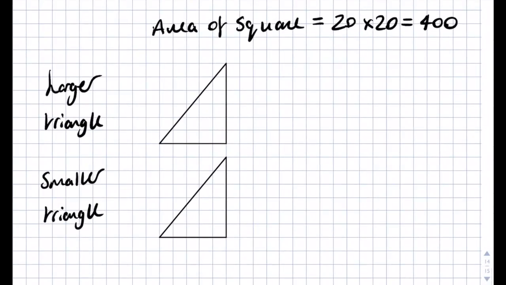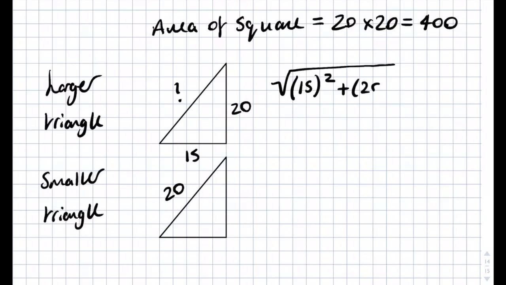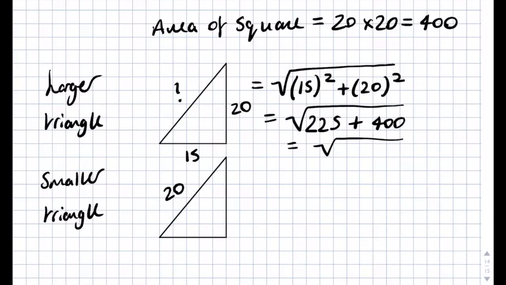Okay, so I've got the larger triangle and the smaller triangle. The larger triangle has lengths of 20 and 15, and we know that the smaller triangle has a hypotenuse of 20. So what we can do is find out what the length of the hypotenuse is using Pythagoras for the larger triangle. So we take the square root of 15 squared plus 20 squared. We get the square root of 225 plus 400, which is equal to the square root of 625, which is equal to 25. So we know that the length of the hypotenuse is therefore 25.